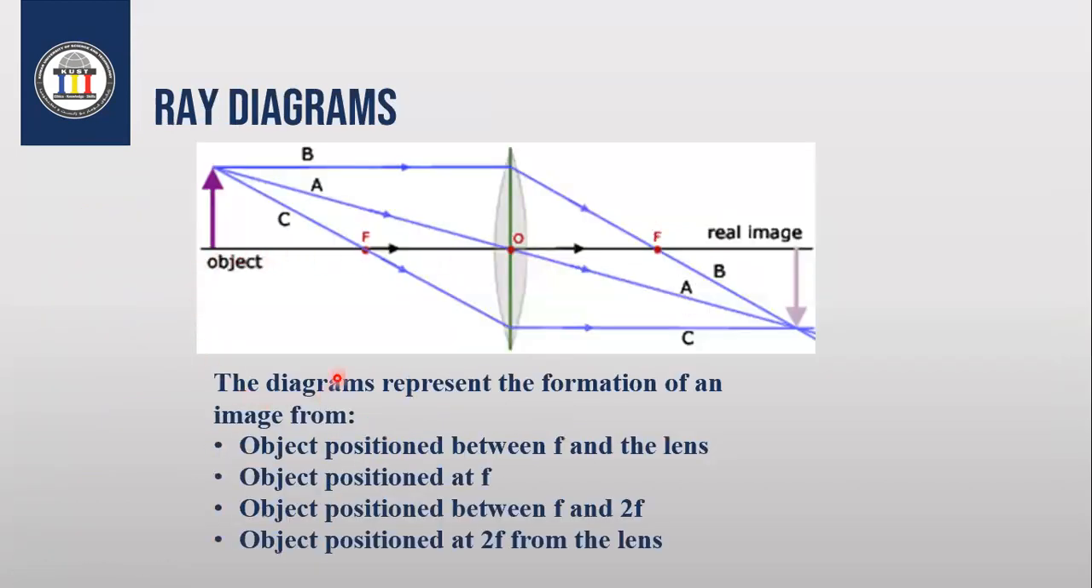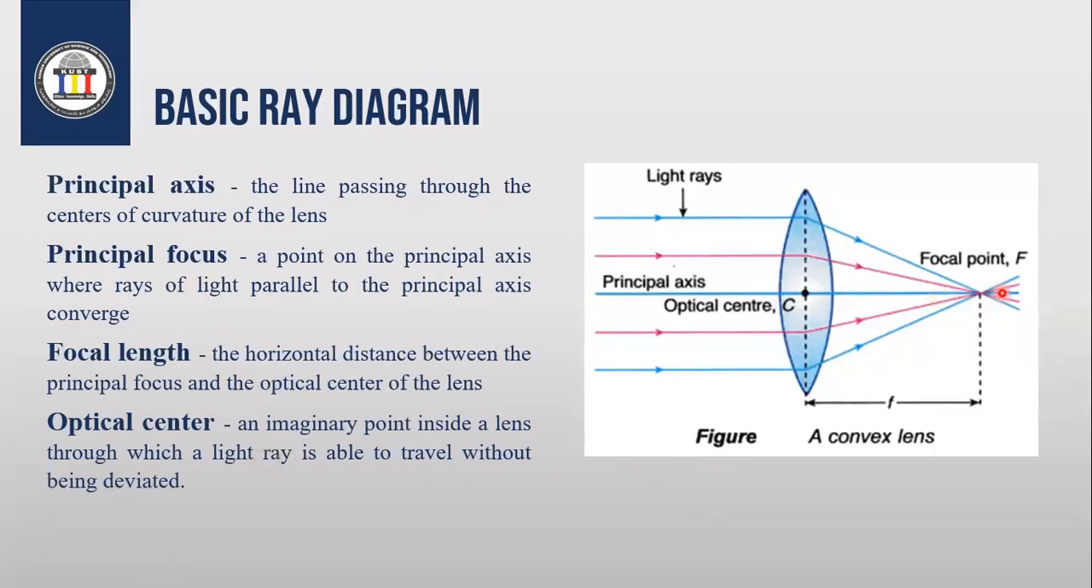We have different positions of the object. We will put the object and see how it makes the images. We have an object position between F and the lens. Of course, the focal point can be on that side as well, at the same distance. For example, here is F, the focal point, and the distance here is the focal length as well. Let's say this is F1 and this one will be F2.